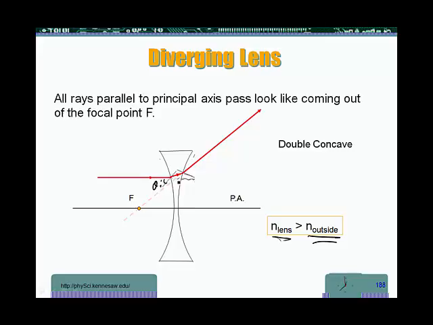So in both cases, the deflection of the beam is going to move it away from the principal axis. So eventually the beam is going to look like coming out away from the principal axis. Now, if we trace this beam back through the lens, that beam is going to look like coming out of the focal point.